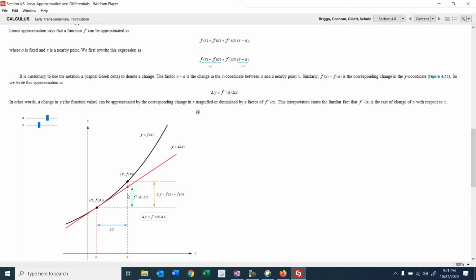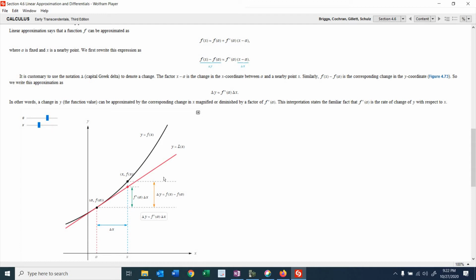Notice L of x is right here, right? You plug x into the tangent line and you get L of x out. So that's right there. It's approximately the same as f of x, which is right there. Okay, so f of x is approximately L of x, and of course L of x is equal to this. Now if we subtract f of a to the left-hand side, we get f of x minus f of a is approximately f prime evaluated at a times x minus a.